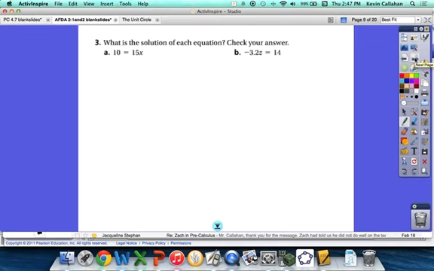Okay, 10 equals 15x. So in this case, there's a 15 multiplying the x, so you divide both sides by 15. Now the 15s cancel. We get x equals 10 over 15. Okay, simplify the fraction. It is not 100% correct unless you simplify this fraction. There's a 5 that divides, this is 5 times 2 over 5 times 3. So this is 2/3.